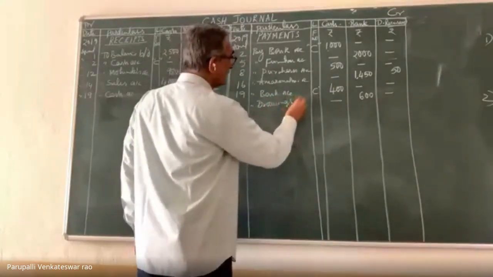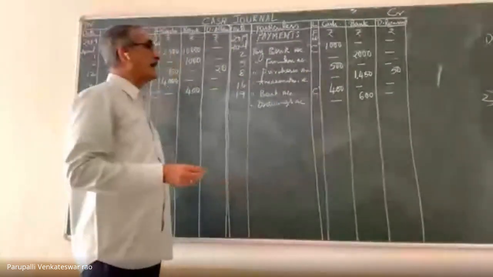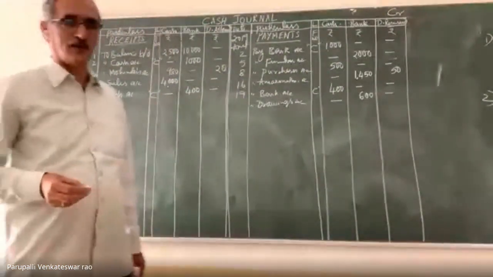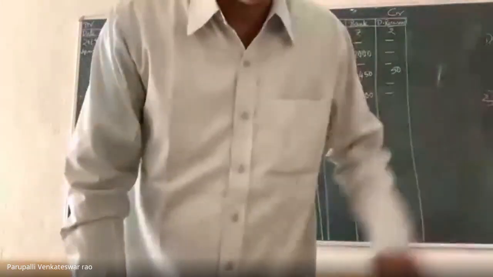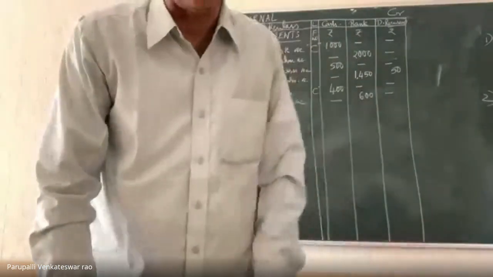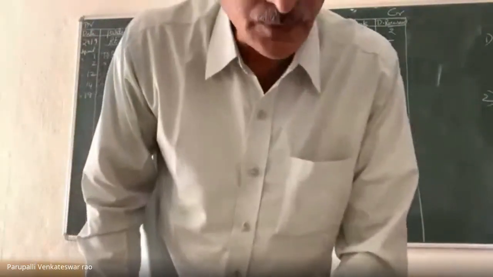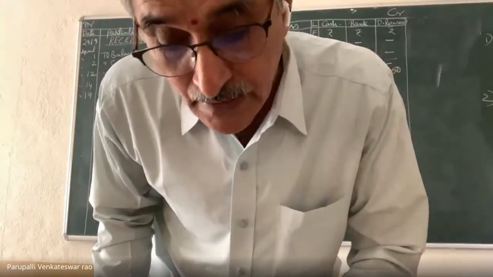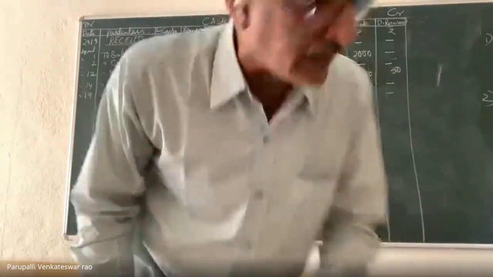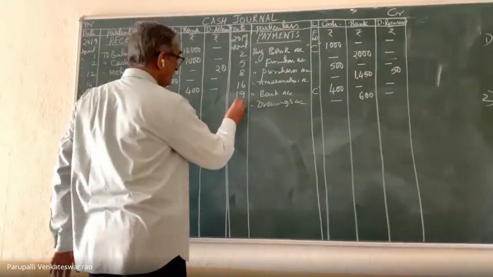Drawings account. Entry is drawings account debit to bank account. That is the journal entry, so you need not write that one. What is entered in the cash book is the entry made in journal. So it is dated 23rd. It happened on 23rd of April.